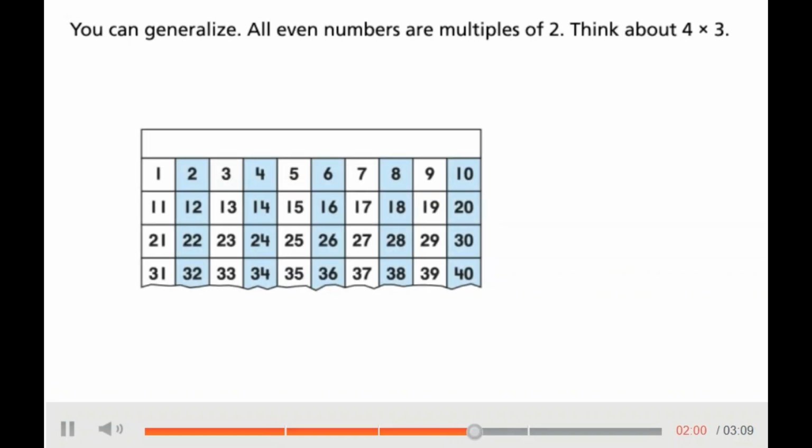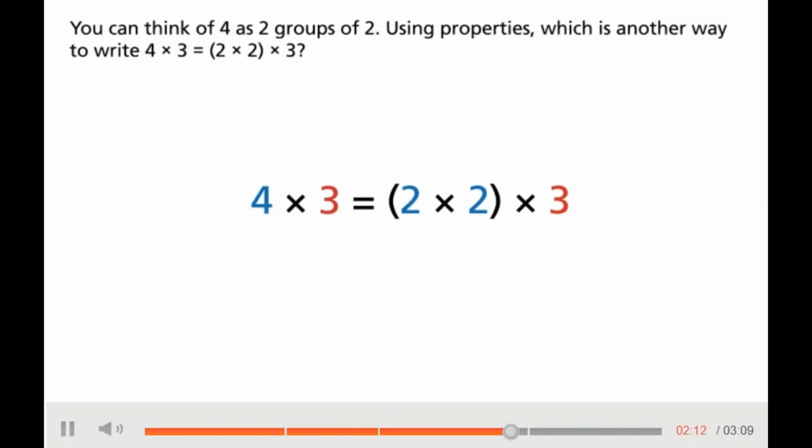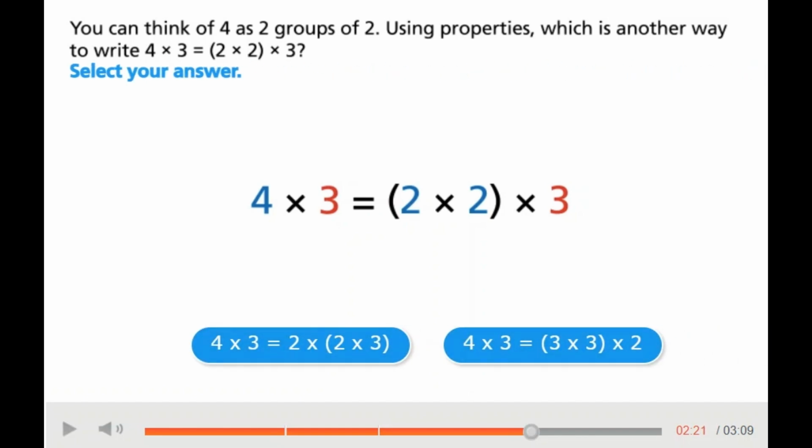You can generalize. All even numbers are multiples of 2. Think about 4 times 3. You can think of 4 as 2 groups of 2. Using properties, which is another way to write 4 times 3 equals 2 times 2 times 3? Select your answer.